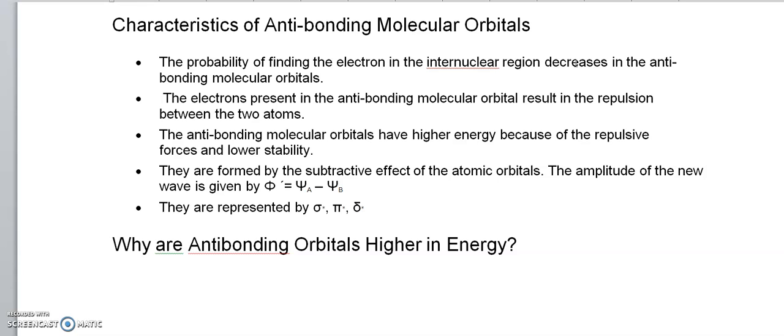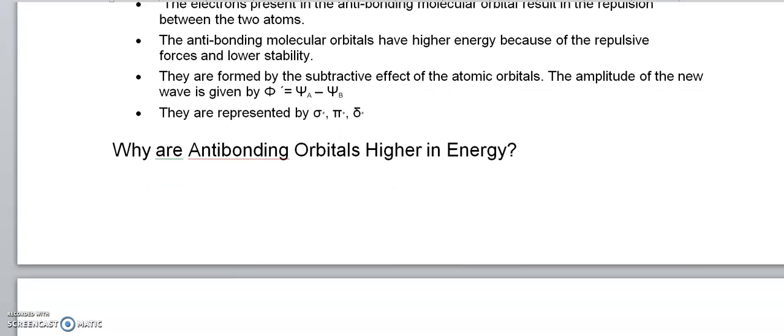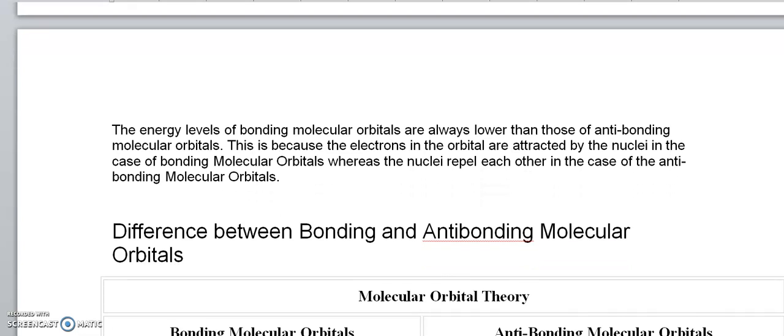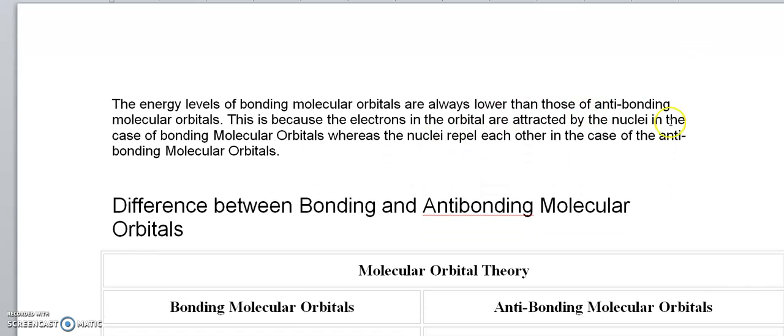So it has higher energy compared to bonding, and it is formed by the subtraction of the amplitudes, that is wave functions, and it can be represented by the letters sigma star, pi star and delta star. Then why do antibonding orbitals have higher energy? Because there is a repulsion. This is because the electrons in the orbital are attracted by the nuclei in the case of bonding, but in the case of antibonding they repel each other. That's why it always has high energy.